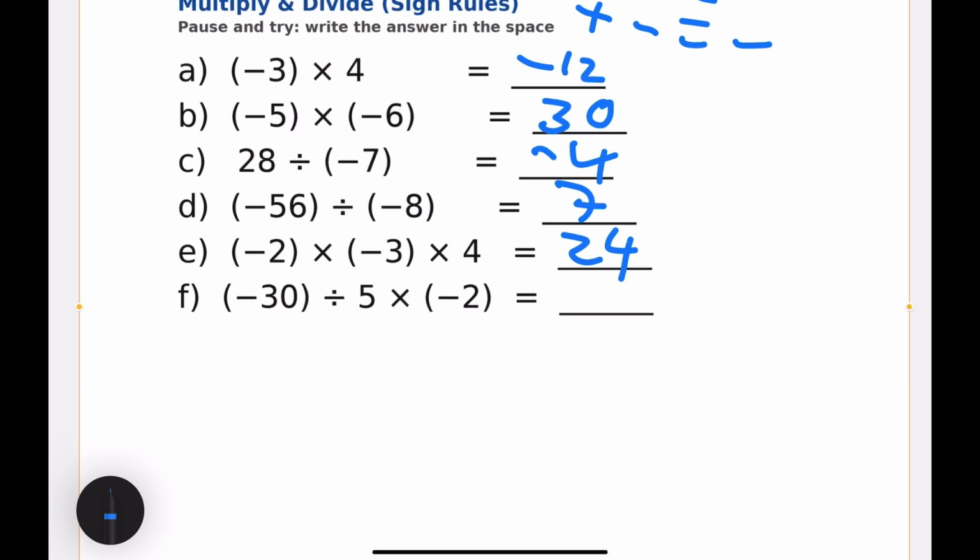Okay, so next question. Again, we have two steps, but it's division and multiplication, so we can just do it in order. So minus 30 divided by 5, well, that would be minus 6, because it's a negative divided by a positive, so it's going to be a negative, and 30 divided by 5 is 6. So now we do minus 6 multiplied by minus 2, and because it's two negatives, that becomes a positive, so it would just be 12.